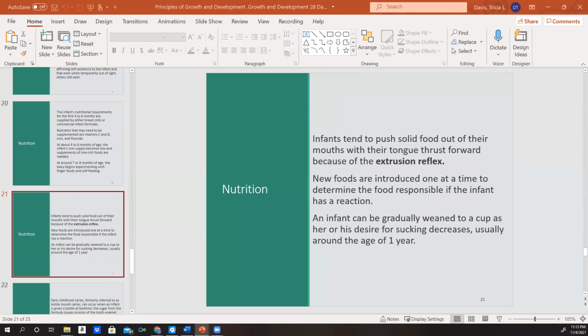When we feed infants, it is very easy for them to push that food out of their mouth. Infants, the only way that they know to take in food is basically to thrust that tongue forward as if to suck, because that's what they've been doing since they were born. They've been sucking on a bottle. So this is actually called the extrusion reflex, and it has the effect that when we give them solid food, they push it out of their mouth. So it does take them a little bit of time to get used to it, but it doesn't take them that much time.